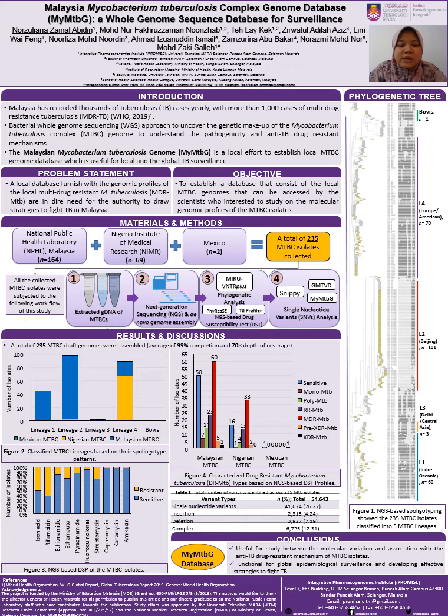It shows that Malaysians have the highest number of MDR-TB cases compared to the other isolates from Nigeria and also from Mexico. Besides that, there are 3 pre-XDR TB isolates identified in this study, which show resistance towards secondary anti-TB drugs as well as the first-line anti-TB drugs.